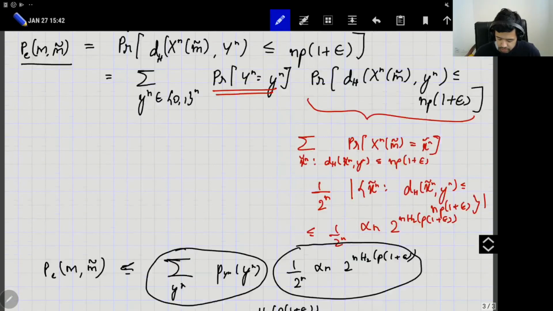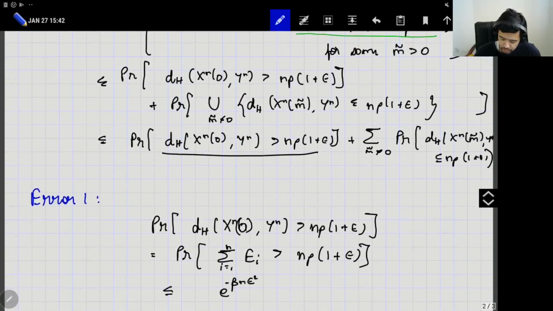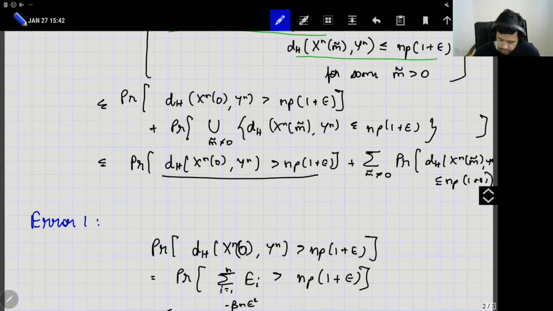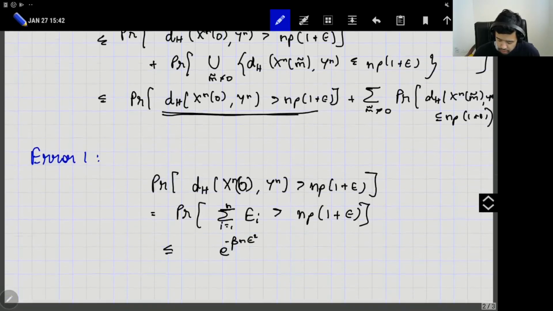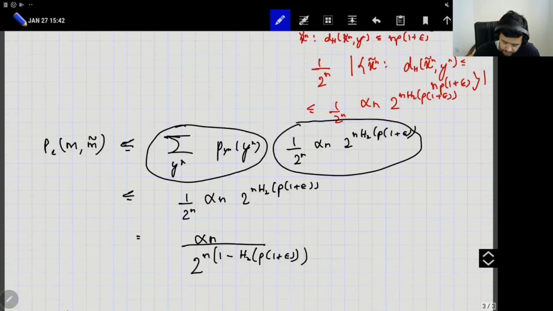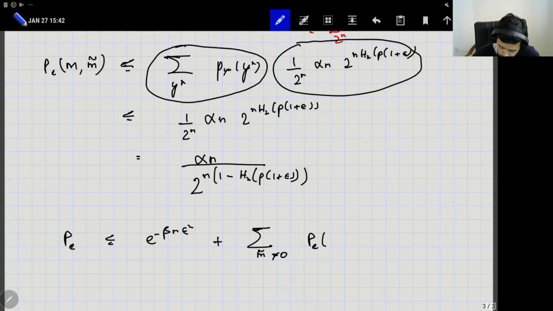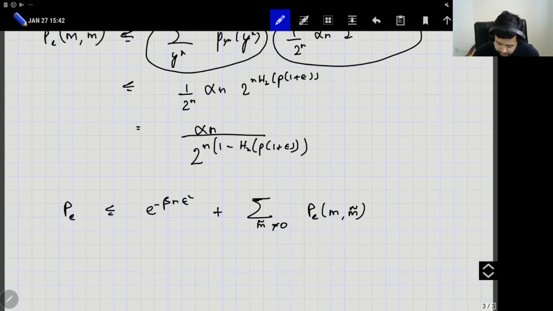So now that we have this, let's go back to what we had over here. The overall probability of error, the average probability of error, is less than or equal to the first term, which corresponds to the first type of error and is vanishing with n. So it's e to the minus beta n epsilon squared plus the sum over all m tilde not equal to 0 of PE of m tilde, right?